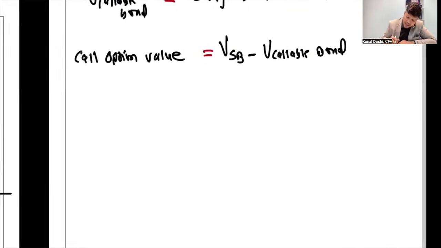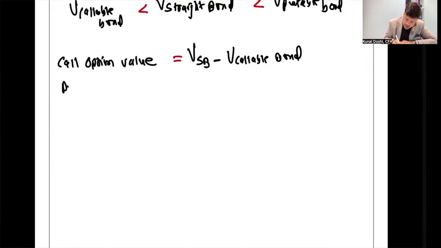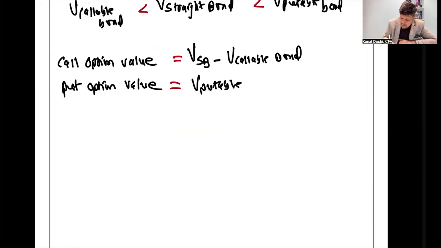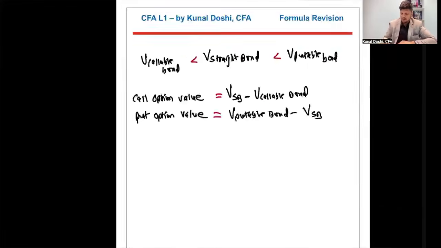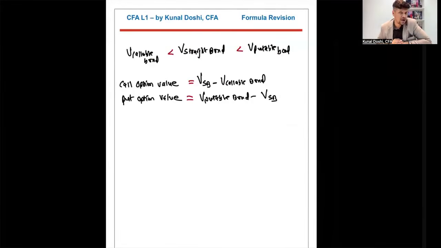Now, even though you don't need the put option value for your exam, we will be ready to do it. Put option value is, guys, what? Value of puttable bond, because that bond's value is higher, minus value of straight bond. Straight bond is also called option free bond. The difference between both is due to the put option value. With me, everyone?